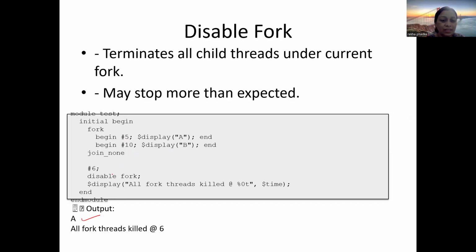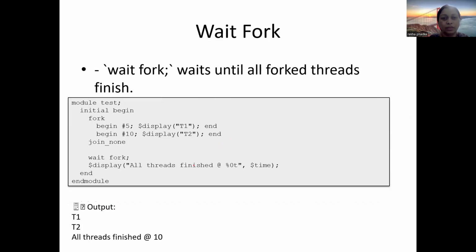So at 6, this executes, and it disables the fork. When the fork gets disabled, after 6, whatever statements are there don't get executed. So all fork threads are killed at 6, that's all. This will not get displayed because it's after 6, right? So only this statement and this statement get displayed. That is how disable fork works.